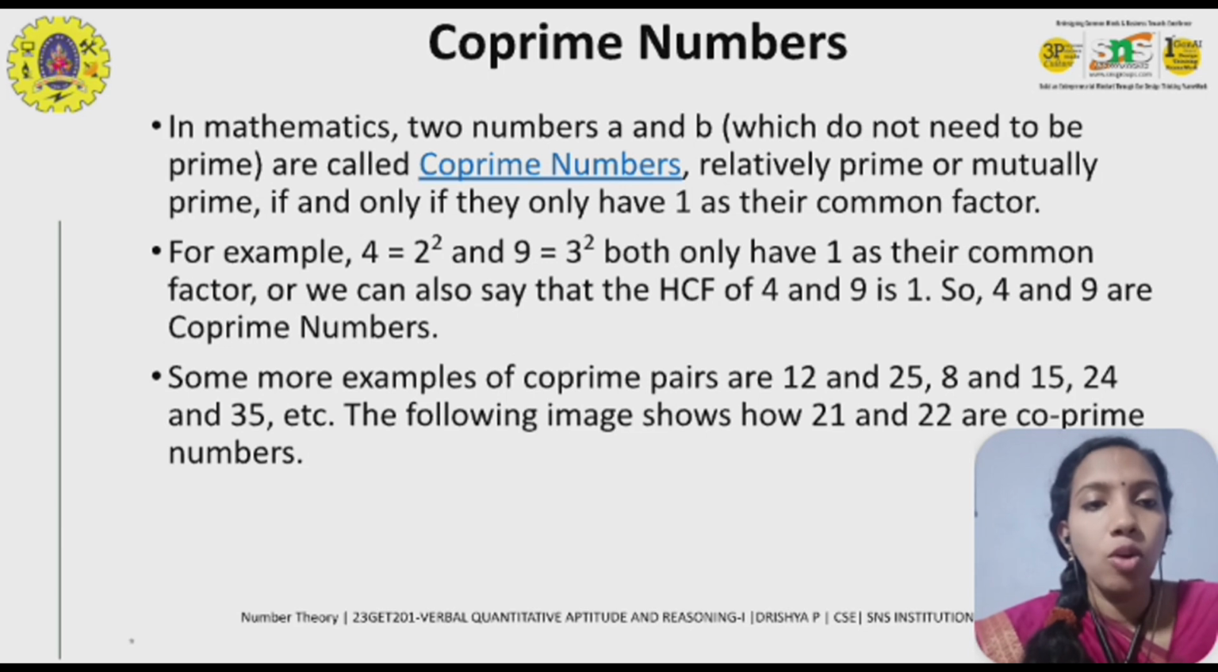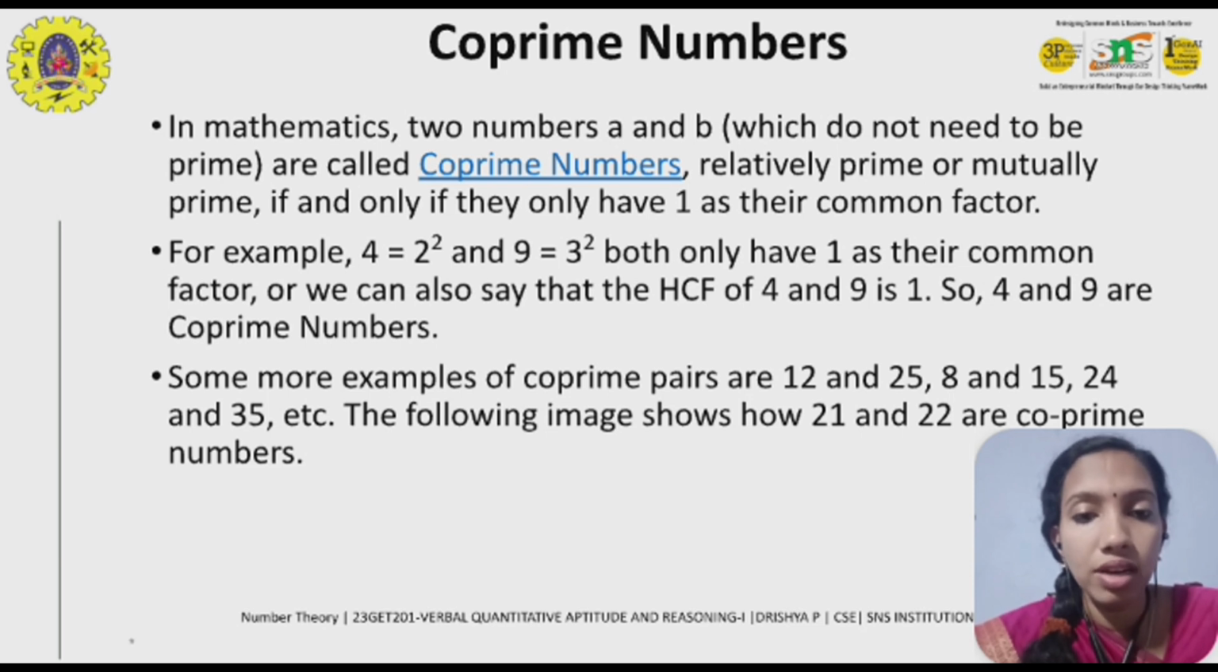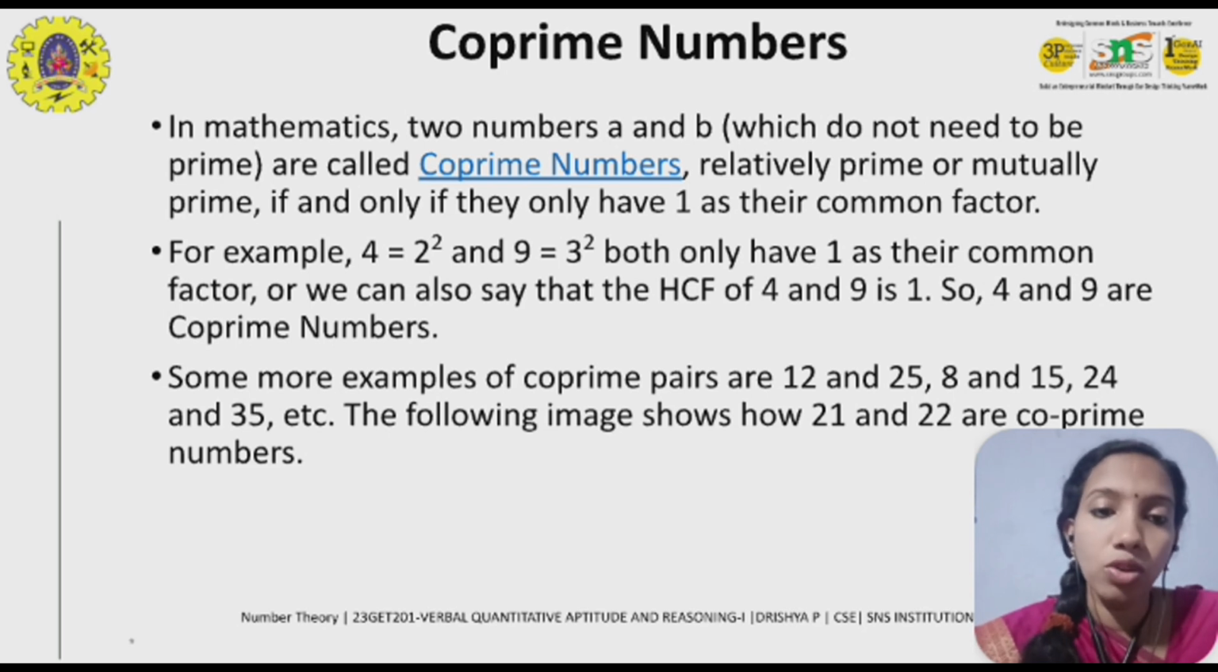Then coprime. Coprime we didn't explain before. Coprime is important in computer science, like cryptography and network security, so you have to thoroughly understand this term. In mathematics, two numbers a and b may or may not be prime numbers. Maybe a is prime and b is not prime, or b is prime and a is not prime, or both are not prime. It's no problem.